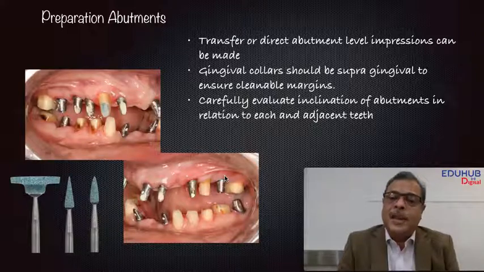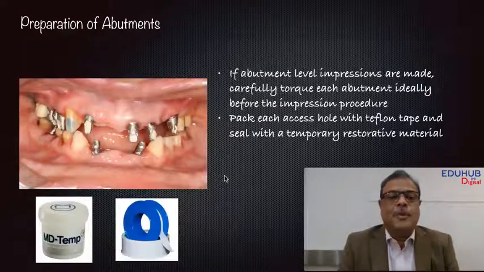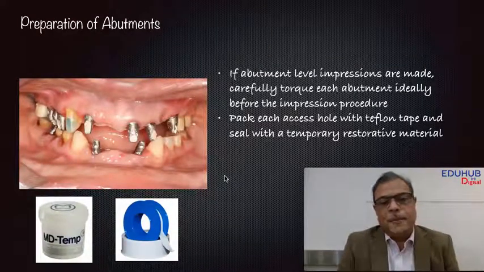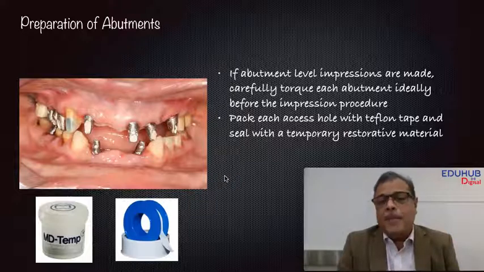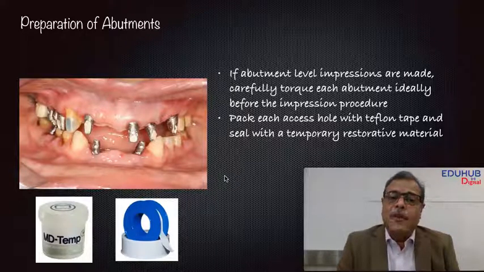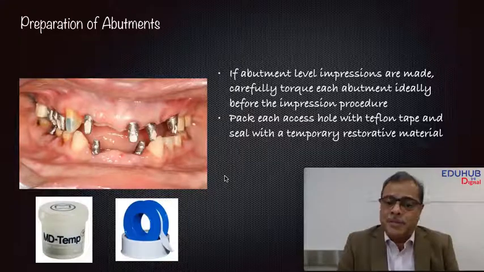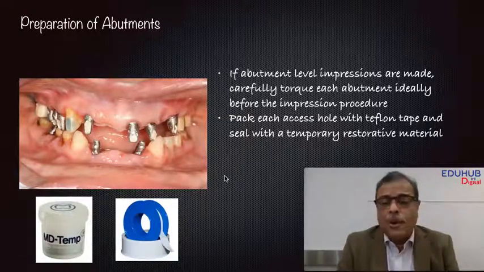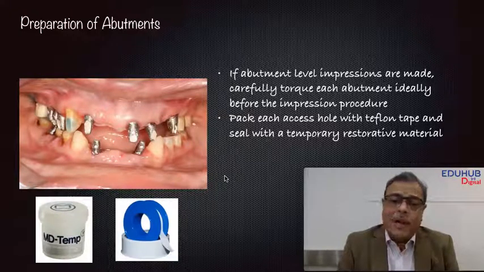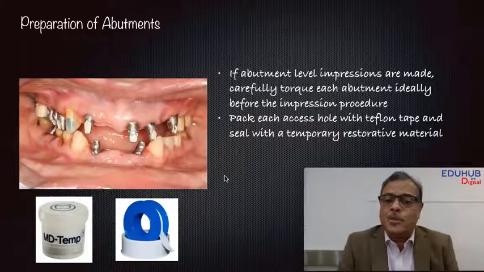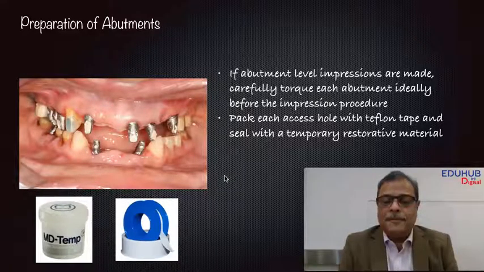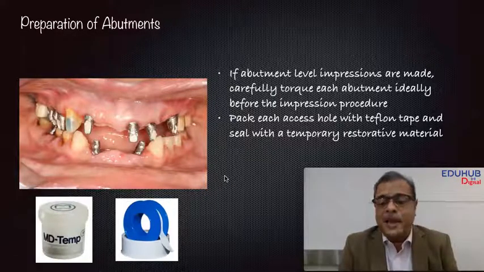Carefully evaluate the inclination of the abutments in relation to each other and adjacent teeth, and then proceed with the final solution. If the abutment level impressions are made, carefully torque each abutment, ideally before the impression procedure. Block the access hole with a plumber's tape or a Teflon tape and a provisional restoration. Make it look like an abutment. See that the margins are supragingival wherever you can, and make a good elastomeric impression. Make another alginate impression to guide the technician to understand whether there is any error in the elastomeric impression.